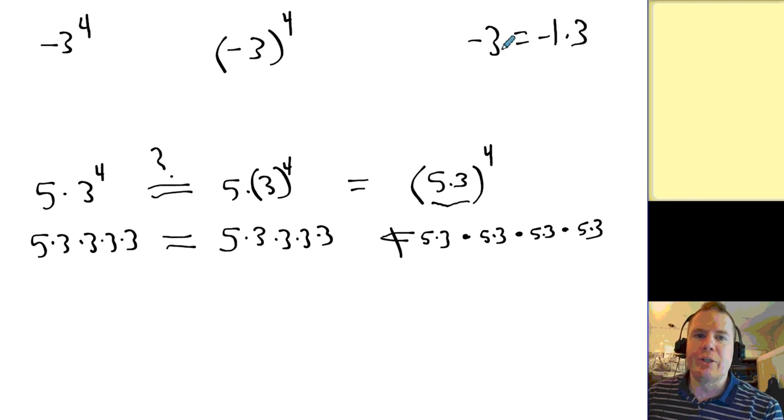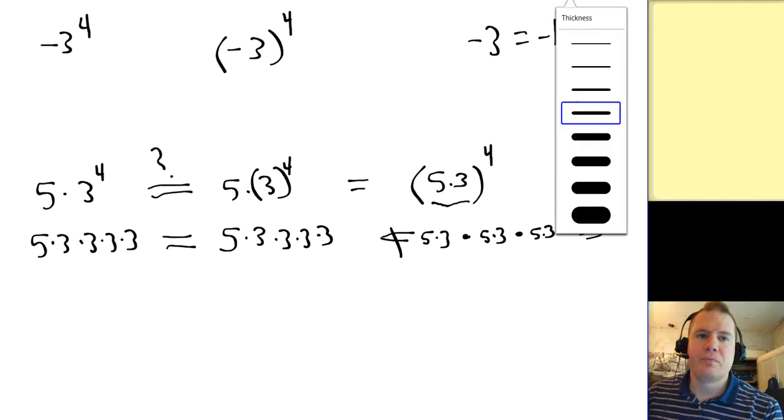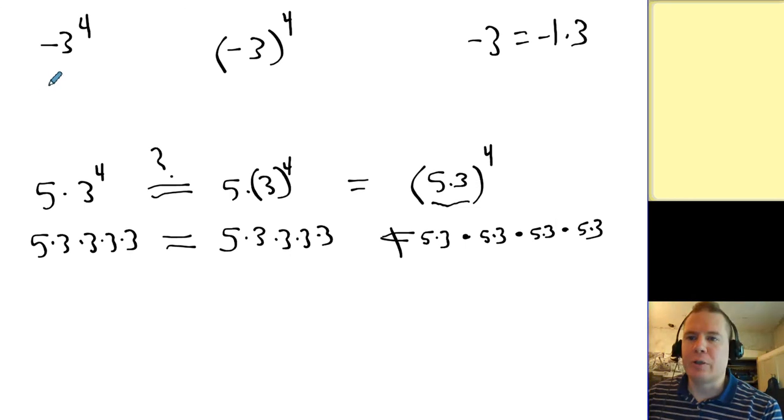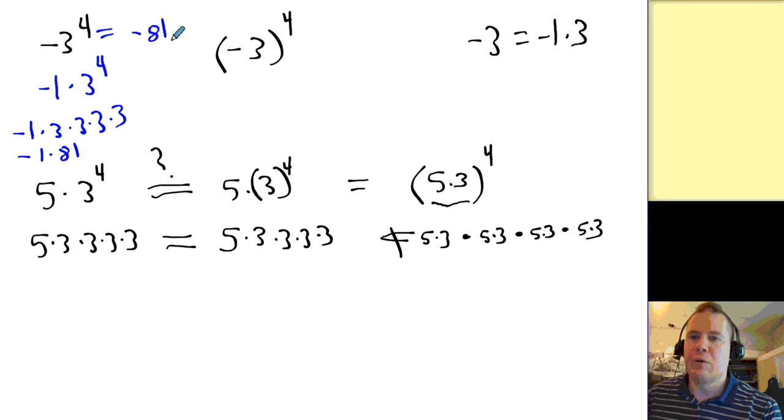Well, when I have a negative 3, that means negative 1 times 3. This problem, the original one we're looking at here, means negative 1 times 3 to the 4th. It's exactly the same format as this problem. It's negative 1 times 4 threes. This version, that negative is inside the parentheses. It's part of the base.